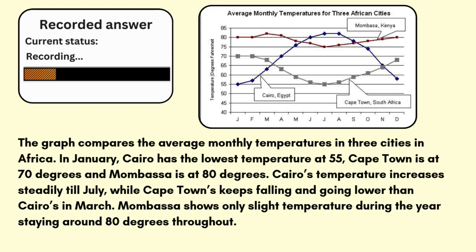The graph compares the average monthly temperatures in 3 cities in Africa. In January, Cairo has the lowest temperature at 55, Cape Town is at 70 degrees, and Mombasa is at 80 degrees. Cairo's temperature increases steadily till July, while Cape Town's keeps falling, going lower than Cairo's in March. Mombasa shows only slight variation during the year, staying around 80 degrees throughout.